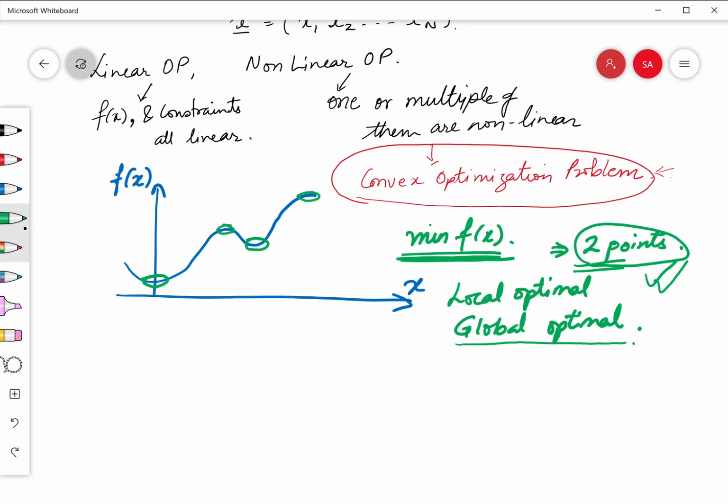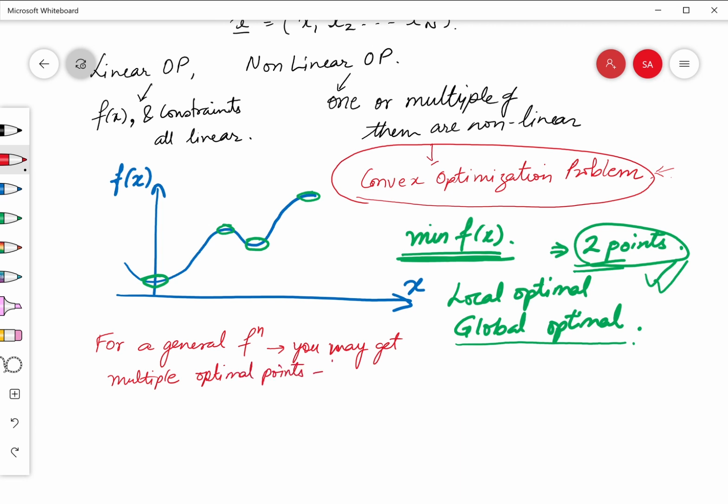Okay, so let me write it down. This is an important point here. For a general problem, a general function, you may get multiple optimal points, but it is difficult to say which one is a global optima.